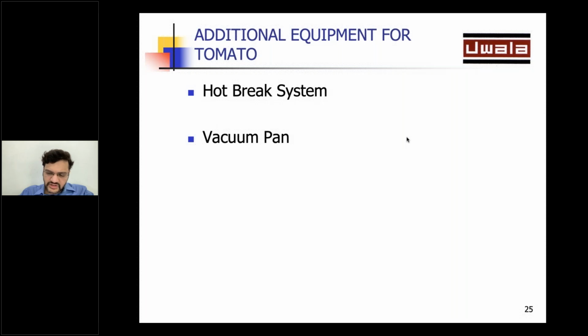Okay. With a budget of 1 crore, do you support packing and bottling of ketchup also?